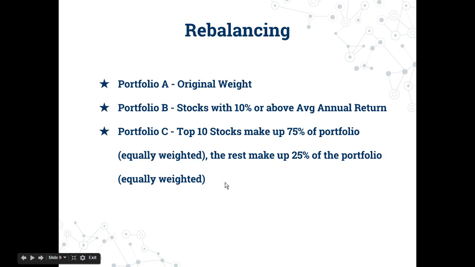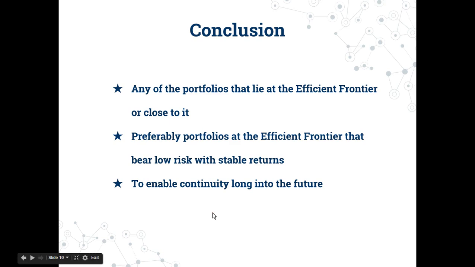So the portfolios to name: portfolio A was the originally weighted portfolio. Portfolio B was stocked with 10% or above average annual returns, and portfolio C was made up of top 10 stocks that make up 75% of the portfolio, while the rest of the stocks make up 25% of the portfolio. To conclude, any of the portfolios that lie at the efficient frontier or close to it can be picked. It all boils down to risk preference.